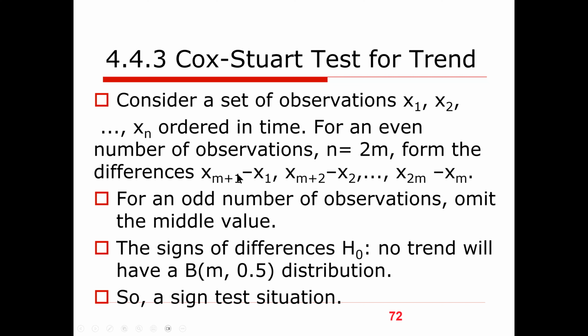Because when we use the later half to subtract the first half, it can be larger or smaller than it theoretically. So the probability of each sign should be 0.5, right? So it's again a sign test situation. So this is the Cox-Stuart test.